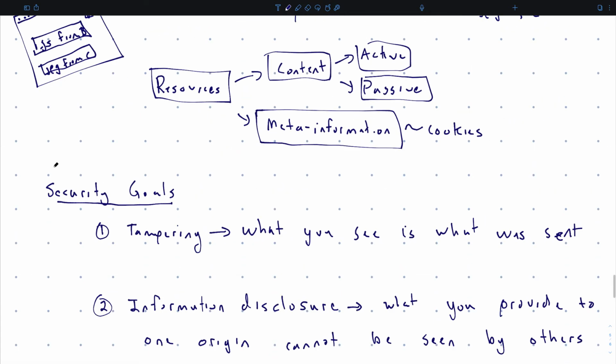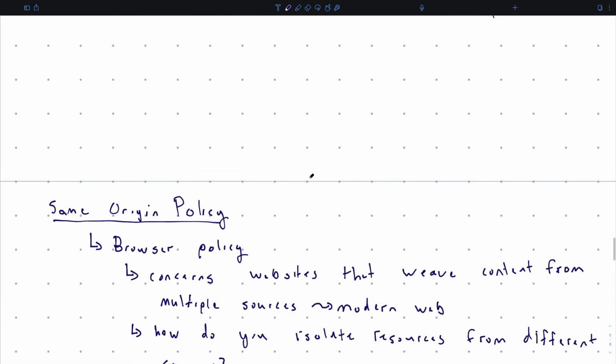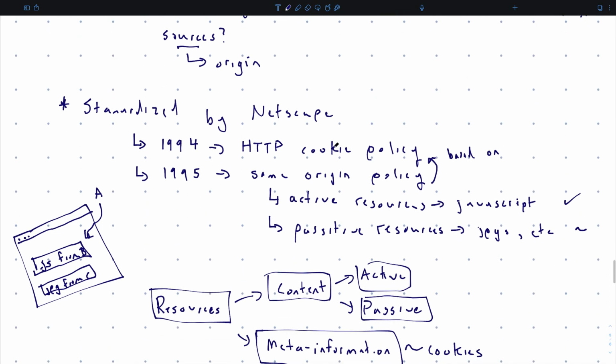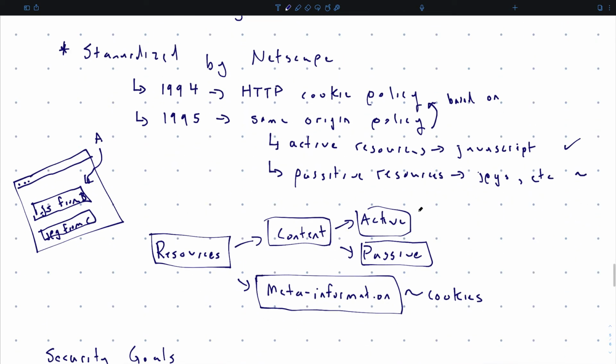Okay, so let's start with cookies first, because chronologically the policy was developed first. And if we understand the cookie policy, then we'll see some commonality with the same origin policy itself.